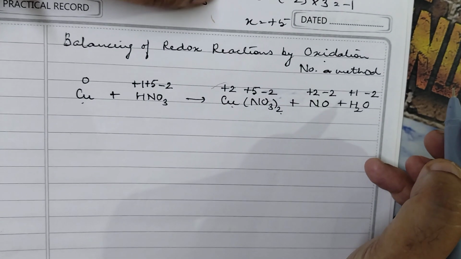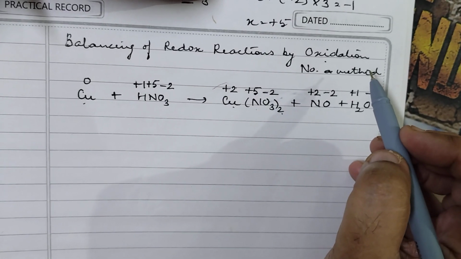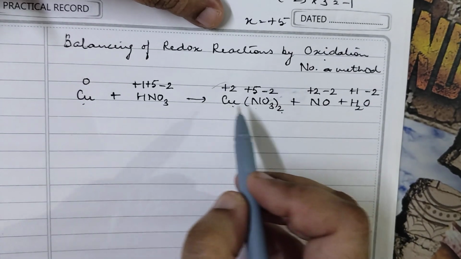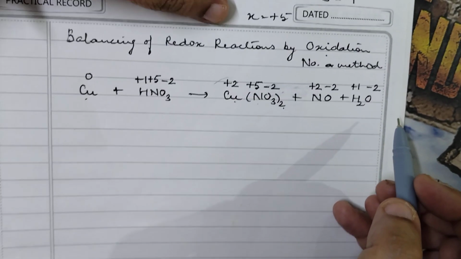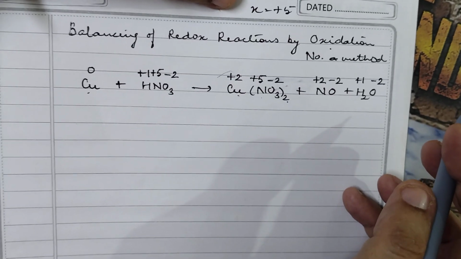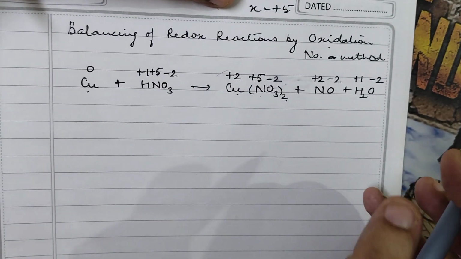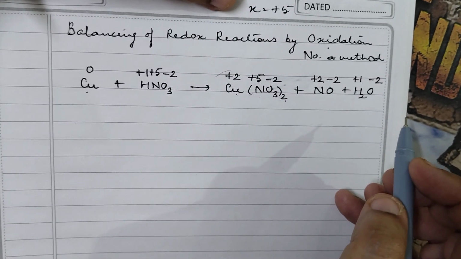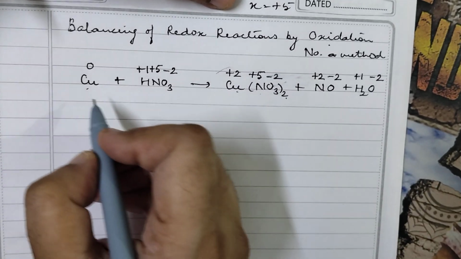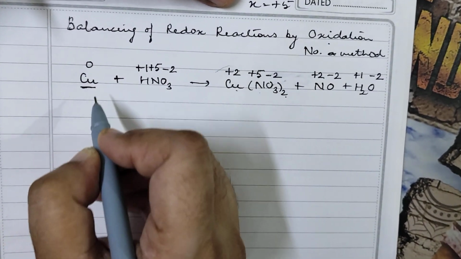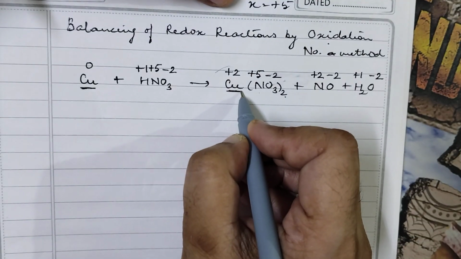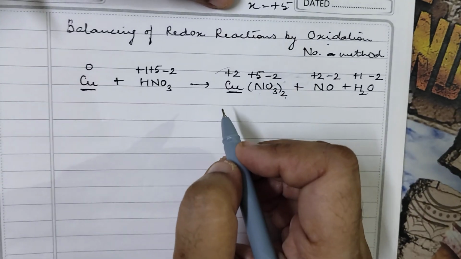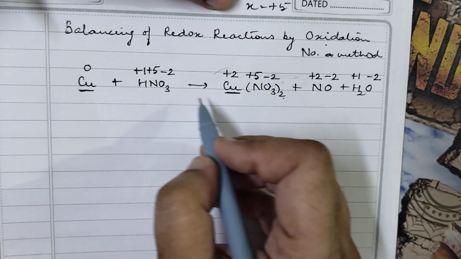So the first step in balancing of reaction by oxidation number method is to calculate the oxidation number of each element and write at the top. Now we will see which element is undergoing a change in oxidation number. Now you can see that copper is undergoing a change from 0 to +2. So this is increase in oxidation number. So this is oxidation. Copper is changing into copper +2.